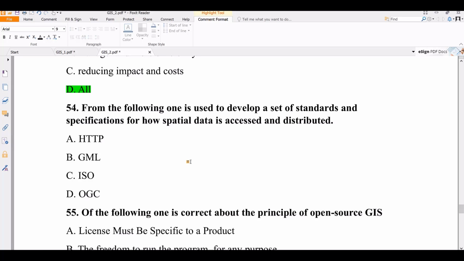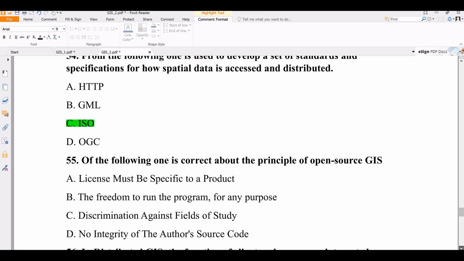Question number 54. From the following, which one is used to develop a set of standards and specifications for how spatial data is accessed and distributed? HTTP protocol, GML, ISO, OGC. So for a set of standards and specifications on how spatial data is accessed and distributed, this is ISO. Okay, great.